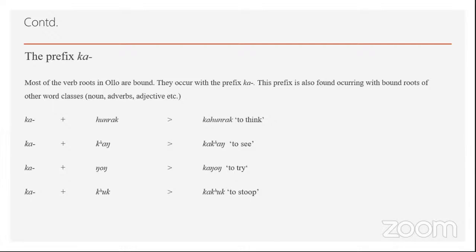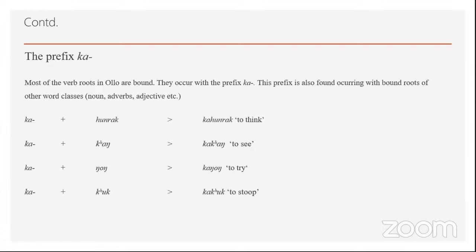This prefix is also found occurring in bound roots of other word classes like nouns, verbs, adjectives also. So I have to do more research on this prefix. There will be a lot of things going on with this prefix. So here, kahunrak, to think, kakang, to see, kangong, to try, kakuk, to stoop.